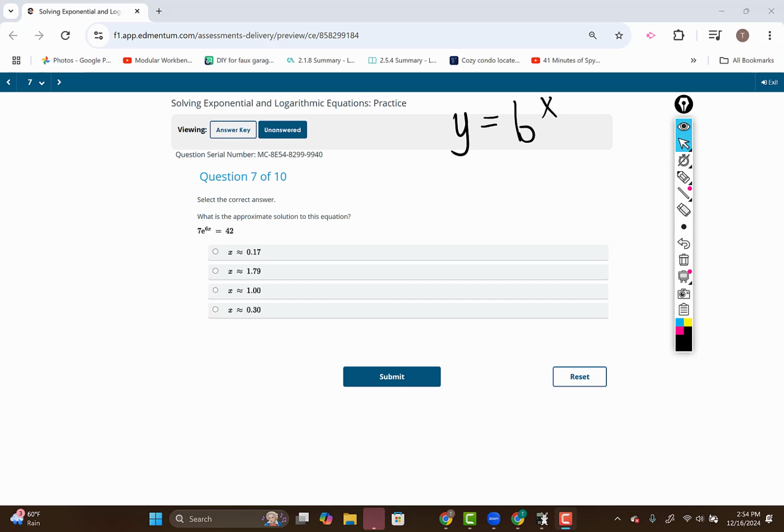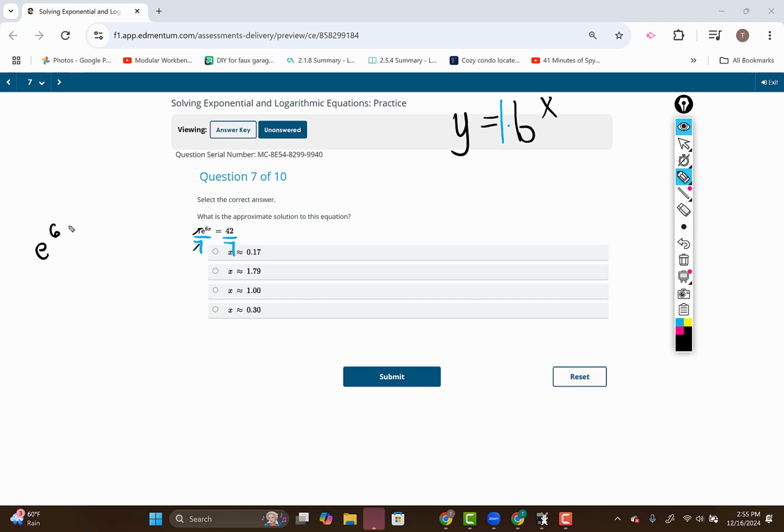All right, question 7. This is almost in exponential form. But in order for it to be completely in exponential form, the base that's being raised to the exponent has to have a coefficient of 1 in front of it. And here we can see the base with an exponent has a 7 in front of it. So our first step is to divide both sides by 7. And then after we do that, these 7's cancel, and we're left with just a coefficient of 1.